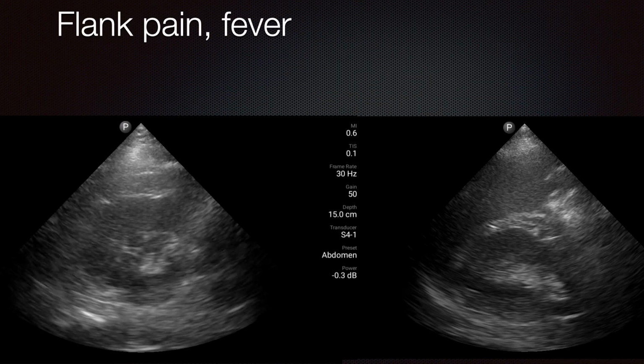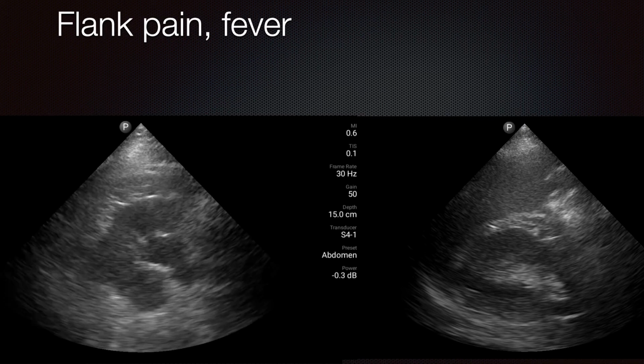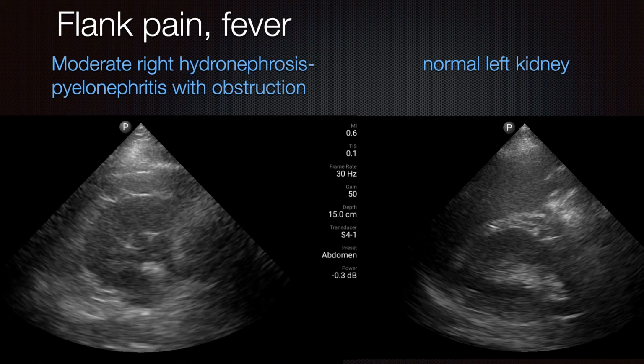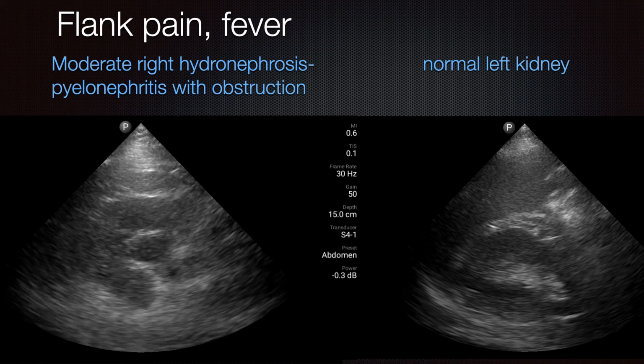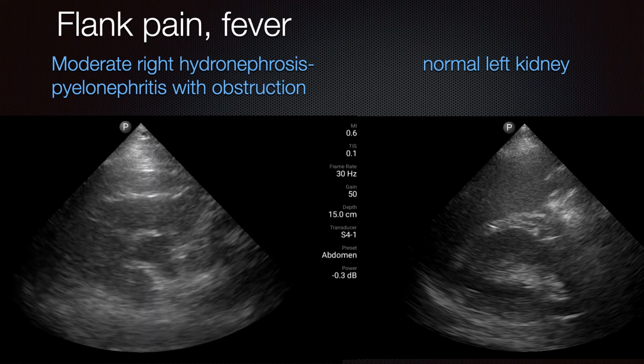Here's a patient that came in with flank pain and a fever, had a UA that was positive for pyuria, and has a moderate obstruction over on this right kidney. No obstruction on the left. She had a large renal stone in there obstructing the kidney and causing the pyelonephritis.